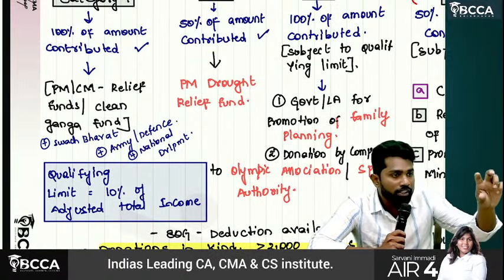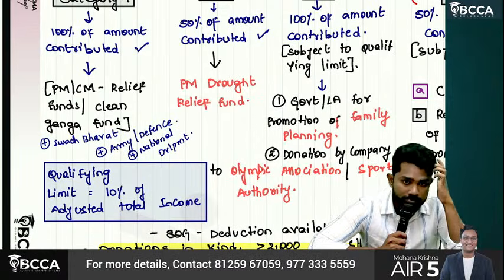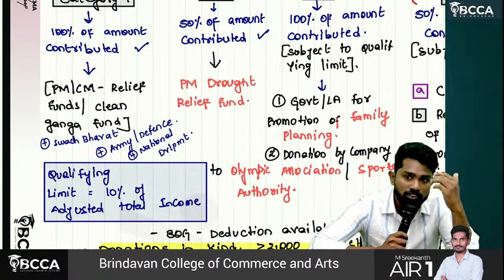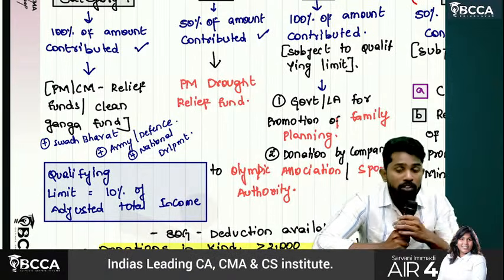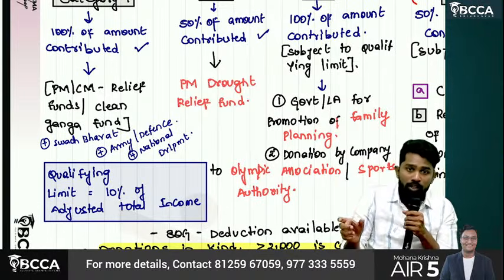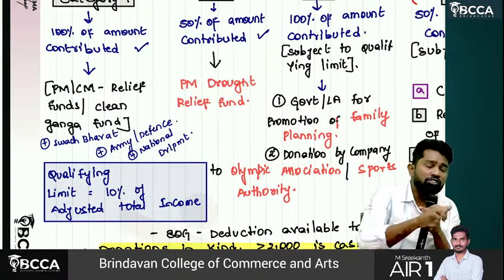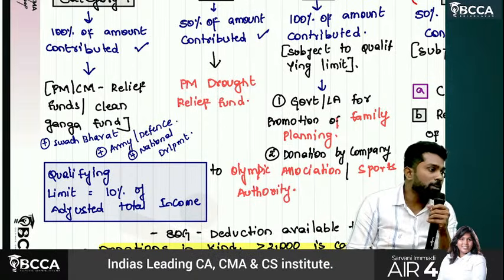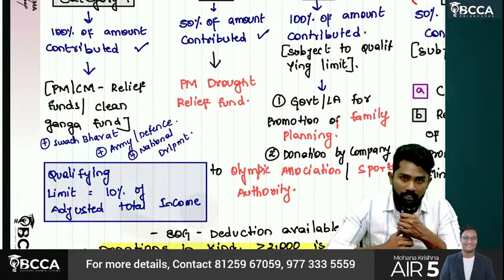From the qualifying limit, first claim category 3. Category 3, how much, sir? 100% subject to the qualifying limit. First claim category 3. Then the balance in the qualifying limit goes to category 4. Category 4 amount is multiplied with 50%, and the balance in the qualifying limit is also multiplied with 50%. Whichever is lower can be claimed as deduction.